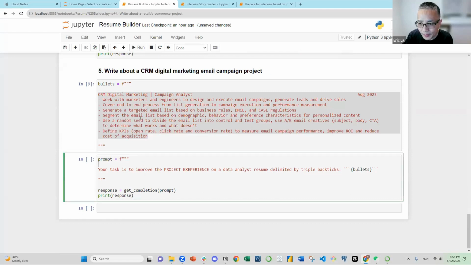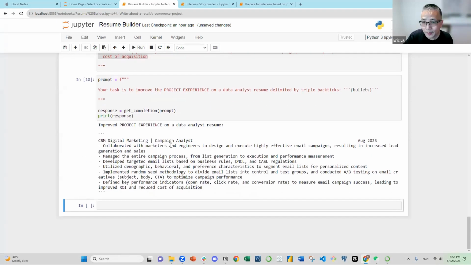Okay, the next one. Hopefully, OpenAI can improve this. Okay, let's take a look. Collaborate with marketers is highly effective. Lead generation, so to manage the entire. Yeah, largely the same, and maybe in terms of grammar and structure it is better.